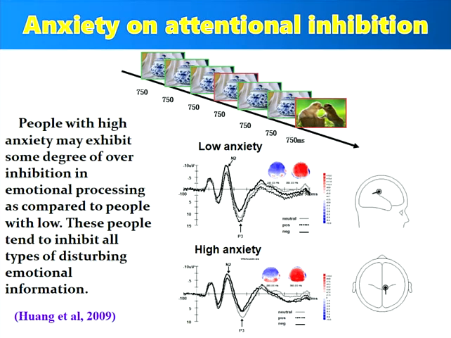Here is a typical auditory paradigm. From this slide, we can see that the P3 and the N1 were larger in persons with high anxiety than in the low anxiety group. These people tend to inhibit all types of disturbing emotional information.